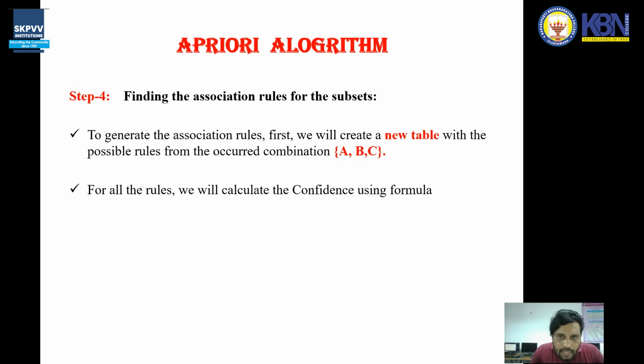The confidence formula is the support of A comma B divided by the support of A. So this is how the confidence and the minimum support values are calculated. The overall conclusion of the Apriori algorithm is that, from the given transactional database, the frequent item sets are generated based on the minimum support and the confidence values calculated.